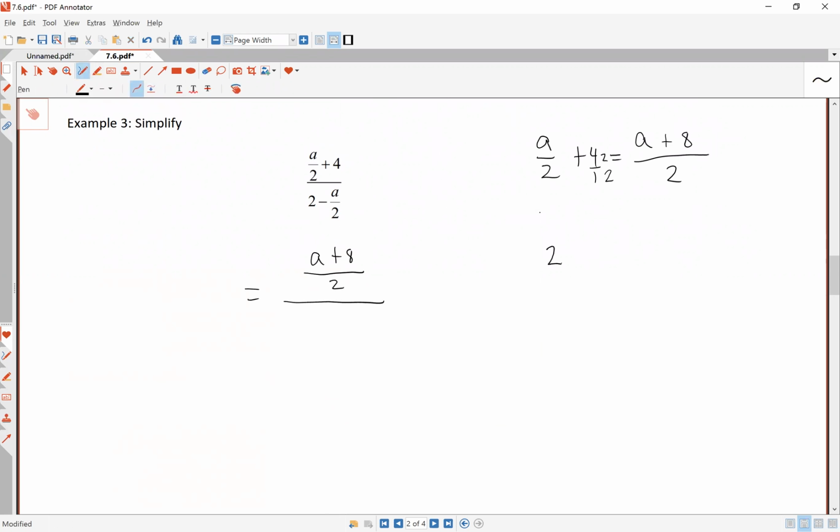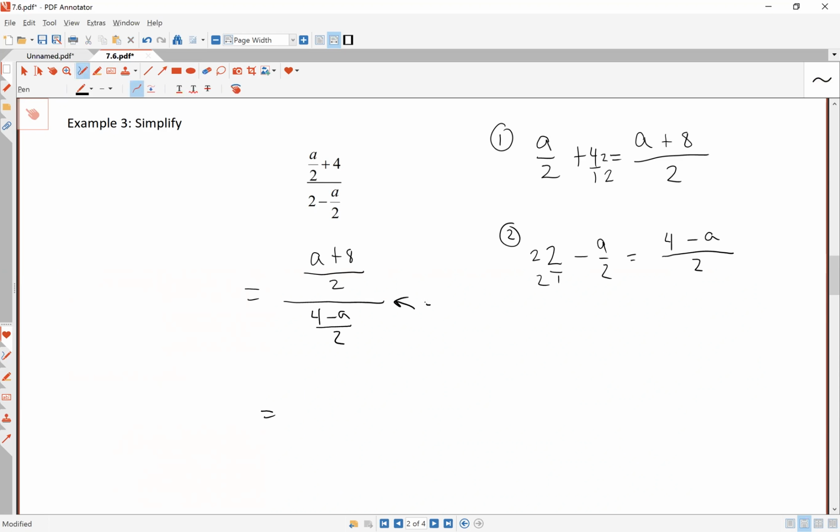My denominator, 2 minus a over 2. This 2 is over 1. This needs a 2 top and bottom. 2 times 2 is 4 over 2 minus a over 2. So we have 4 minus a over 2. Put that back in.